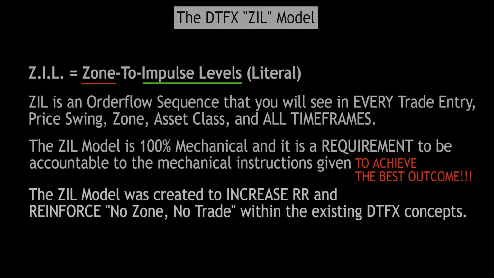So the ZIL model was created to increase R. We usually have a minimum of 3R, but I'll let you guys see on the model itself, and it'll show the different kinds of R that the model gives within the same already existing DTFX concepts. It just reinforces why it's best for you to trade from your zone than anywhere else. And I'm glad that we finally put together a model to show you why it's important for you to prioritize trading from the zone, right? Trade your plan, your trade, and trade it from a zone. So let's get into this.